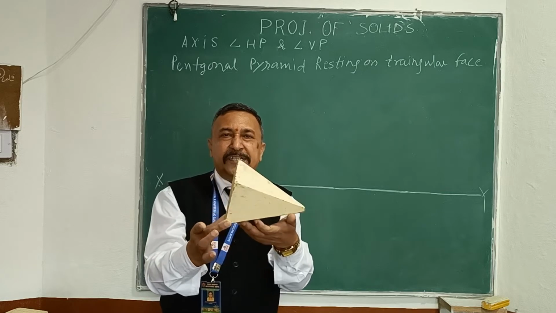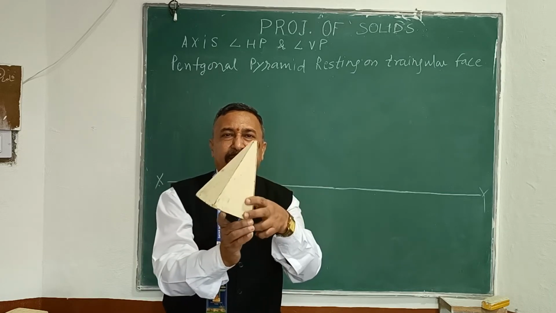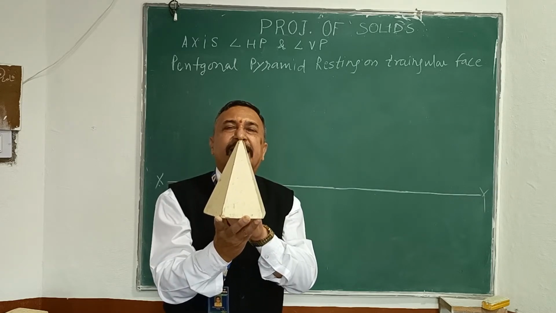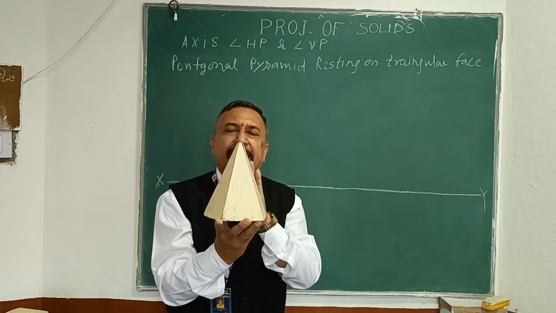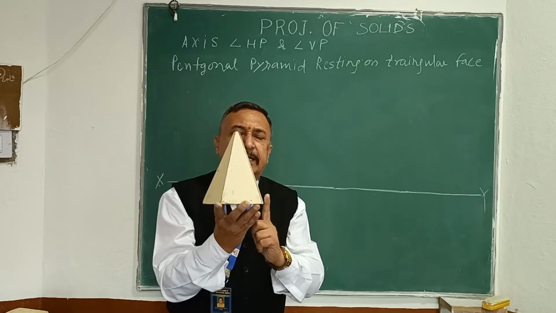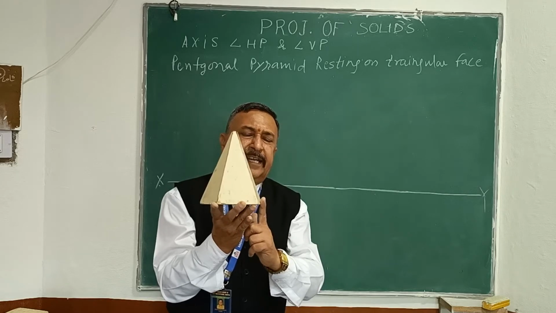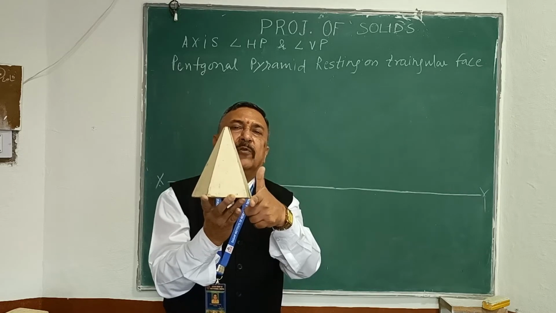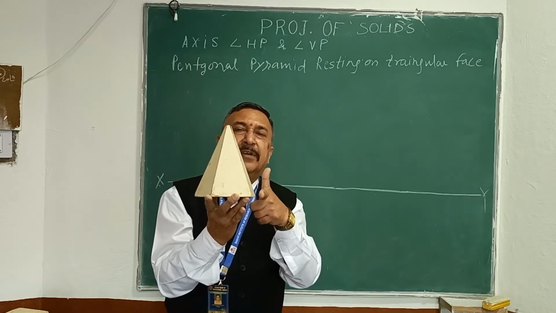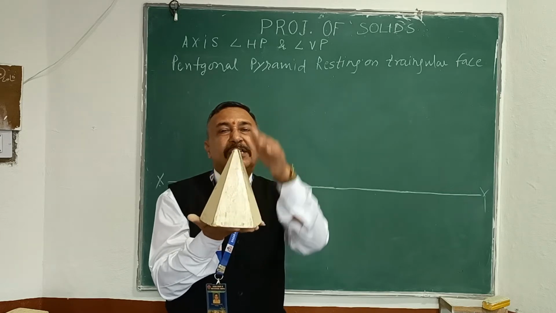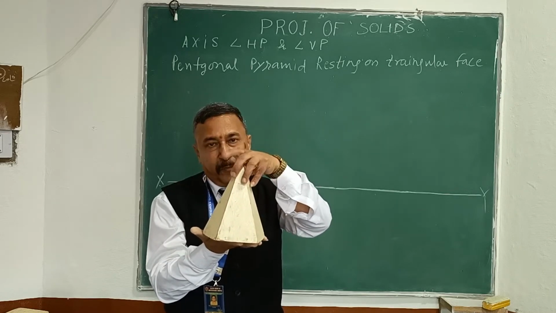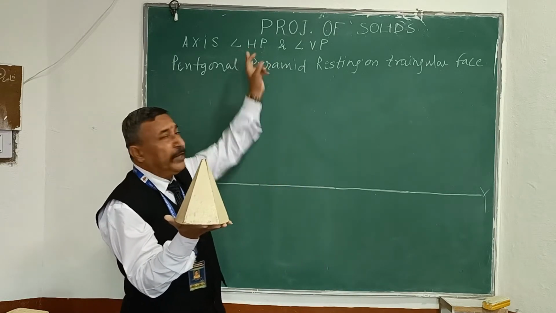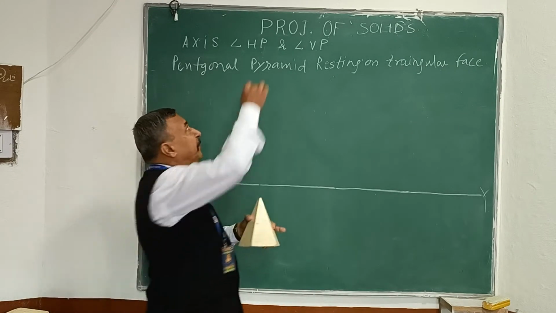Now same thing, we start in this way, that is axis perpendicular to one of the planes, that is HP. When axis is perpendicular to HP, please take care that this edge should be perpendicular to VP. So in this way, we have to draw the base, which comes in top view. So I am going to start. When axis is perpendicular to HP, first position we take perpendicular.